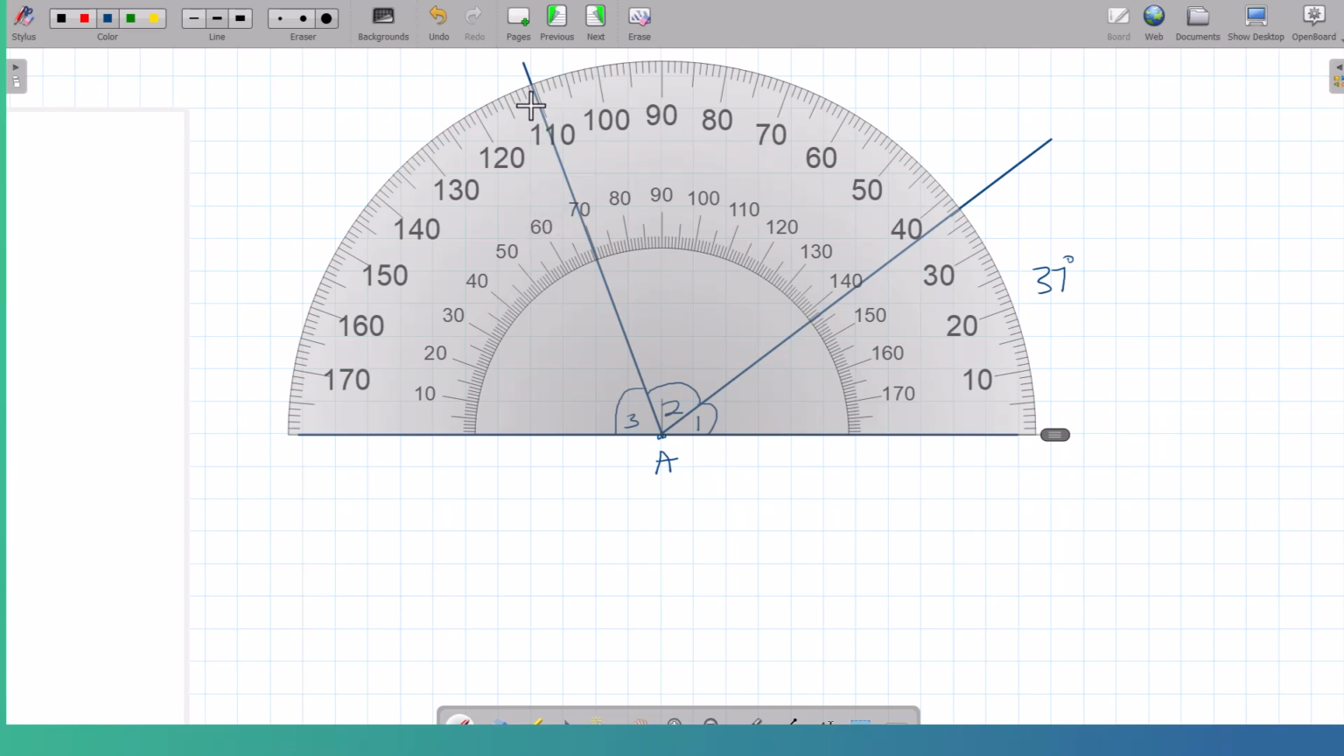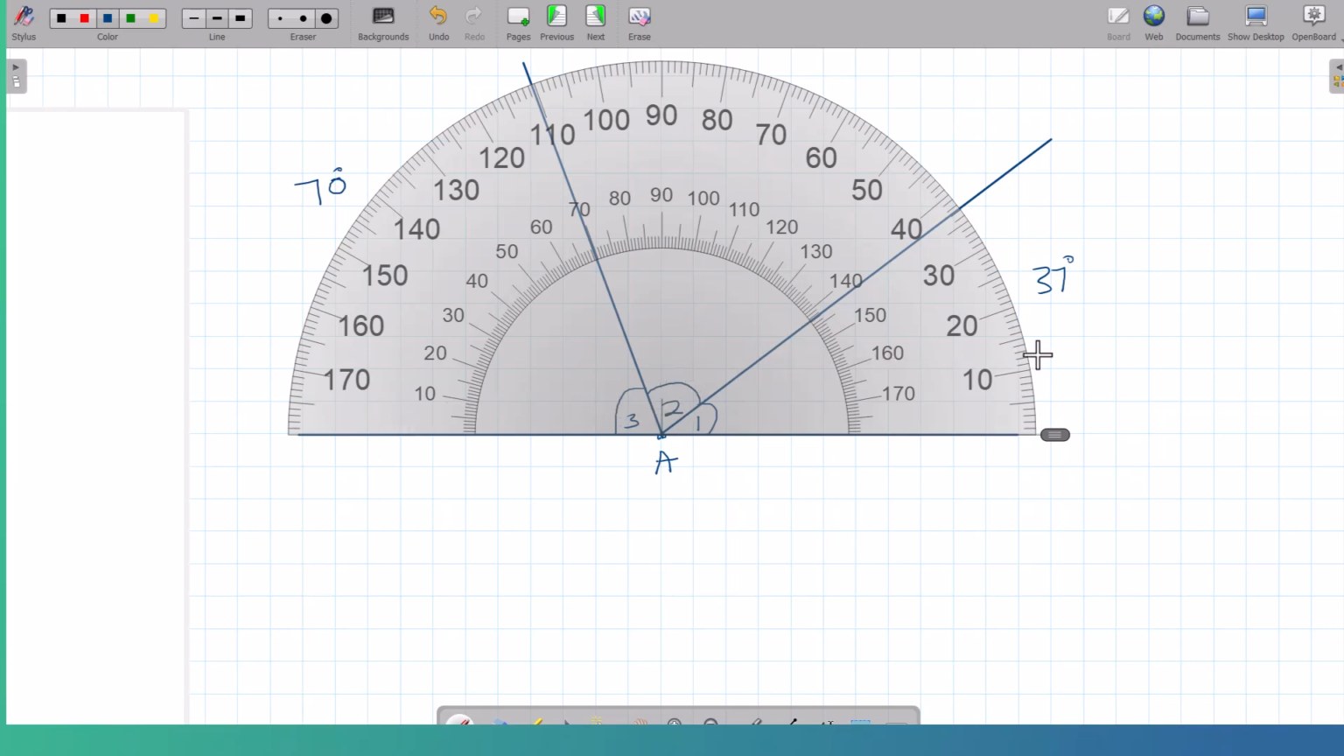Do you see my angle here? It is almost 70. I could say 69, but I think 70 is the best here. So this is 70 degrees. Are we together? Now I'm going to measure my angle A2.